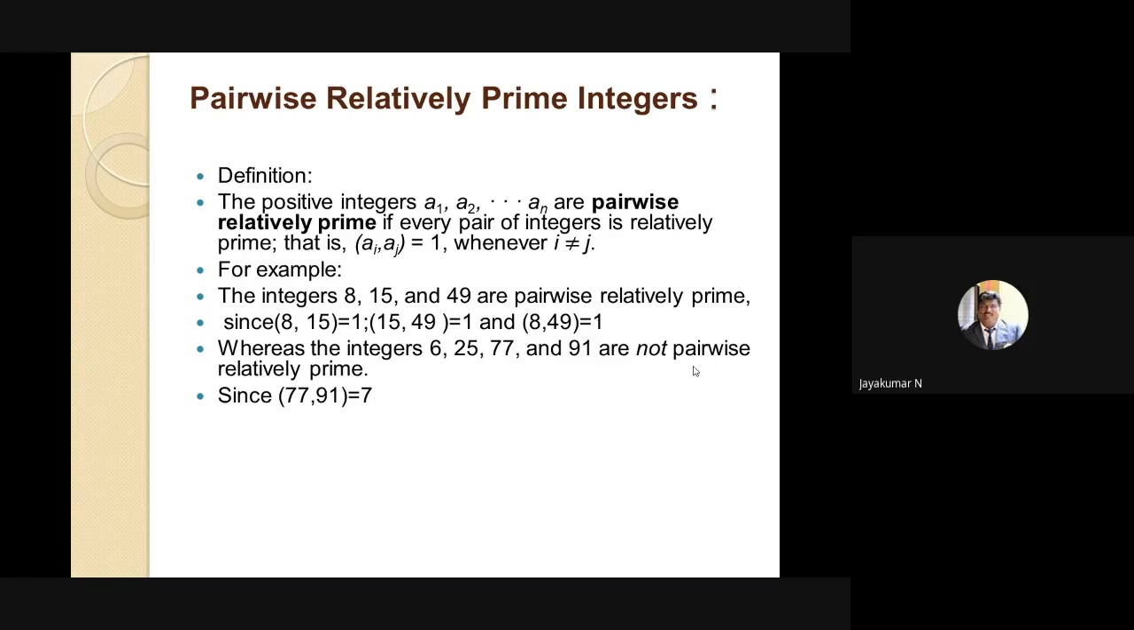Okay, did you understand? Do you have any doubt? Pairwise relatively prime means suppose n integers are given. From those n integers, you have to choose all collections of two integers. Then find the GCD of those two integers. All the GCD values must be 1. Then only I can say that those n integers are pairwise relatively prime.